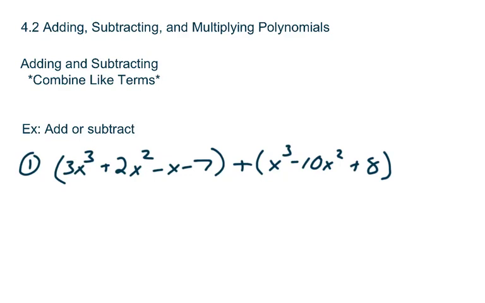Section 4.2, adding, subtracting, and multiplying polynomials. The first part, adding and subtracting, is pretty simple. It's just a matter of combining like terms. Okay, just make sure you keep your signs organized, and then just combine your like terms.